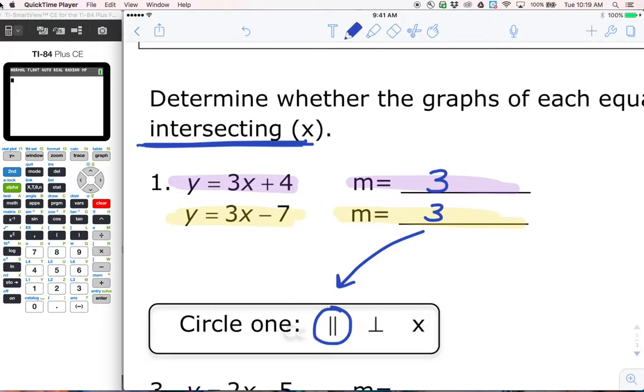Okay, and if you ever want to double check, you can go to your calculator. You can go to y equals, and you can actually plot both of those, right? So 3x plus 4 is the first one. 3x minus 7 is the second one. And we can really get a good visual here, right? What do we get when we graph? Yeah, we have two parallel lines there, right? They're never going to cross.